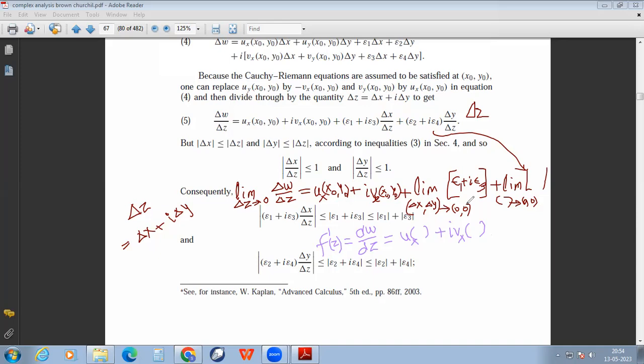So how did we start? We started with the fact that the first partial derivatives exist, they are continuous, they satisfy the Cauchy-Riemann equations, and we went up to this particular result. Is it fine? Yes, ma'am. So both the theorems are with you. Yes. So I would like to go ahead then.